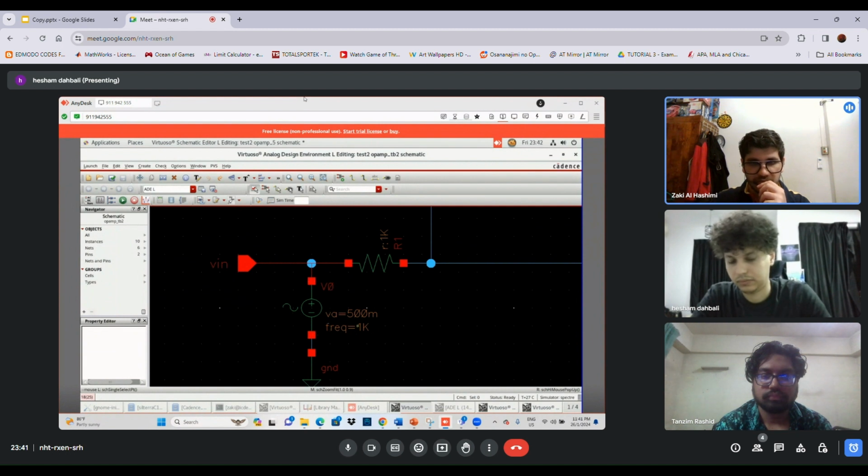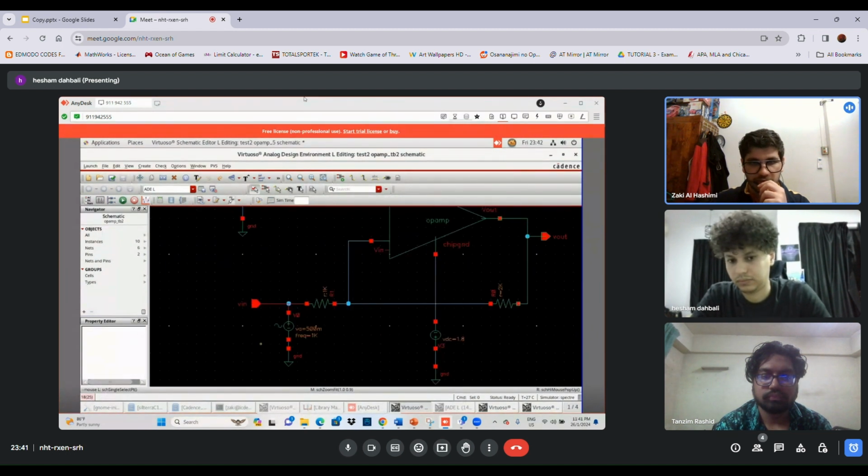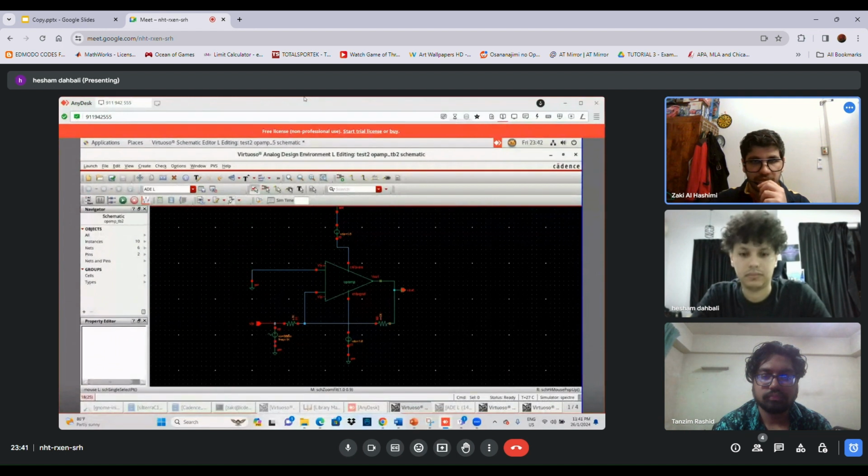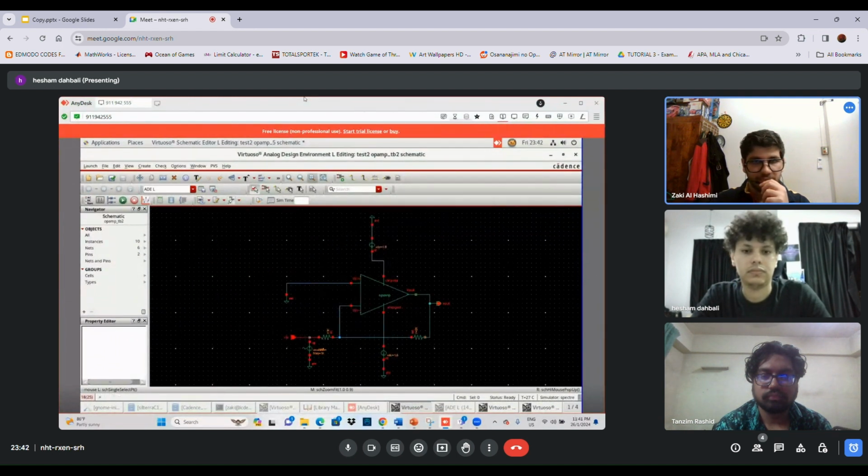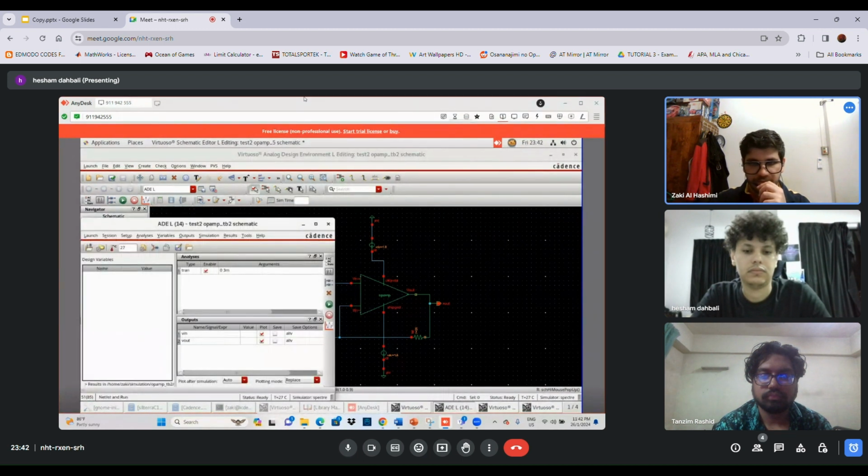So now we will simulate and see how the actual output will look. All right, so in ADE, we'll be plotting V in and V out, and we'll be simulating in transient for 3 milliseconds.